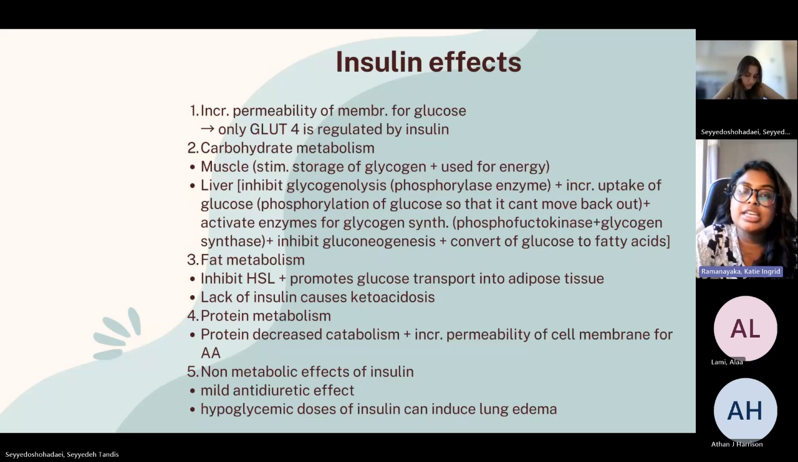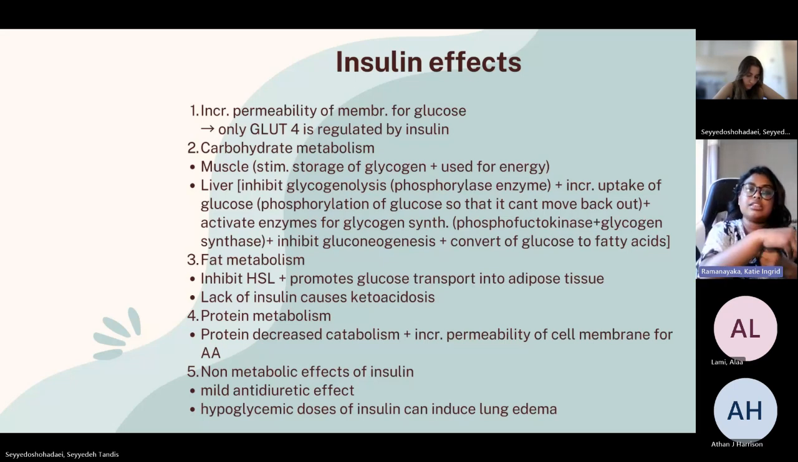In the liver, insulin is able to inhibit glycogenolysis, because glycogenolysis means glycogen being converted into glucose. It's being broken down into glucose, so we don't want more glucose to be formed. So it's going to inhibit glycogenolysis. It increases the uptake of glucose into the liver by phosphorylating it.